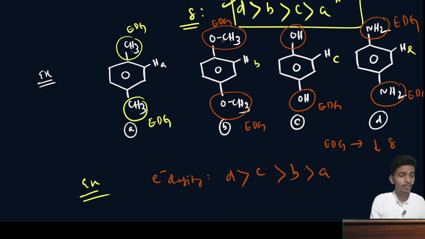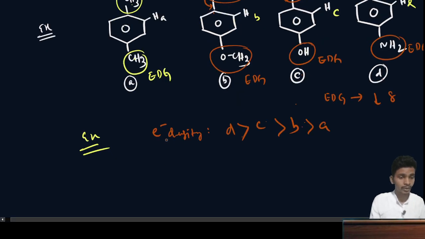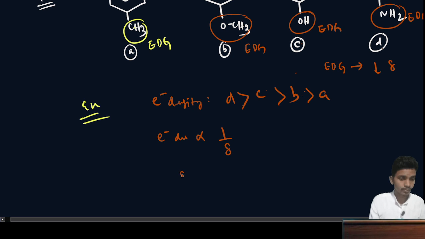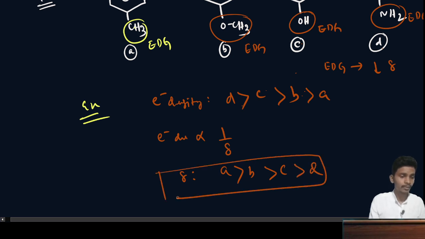Okay, so this would be very clear: here CH3 is also an electron donating group, but due to steric hindrance this will give low electron density compared to this. Here there is no steric hindrance, that's why it will give high electron density. That's why first will be D, then C, then B, then A. Okay, then the electron density is opposite to the chemical shift, so the chemical shift order will be just the opposite: first A, then B, then C, then D. This is the answer for this question.